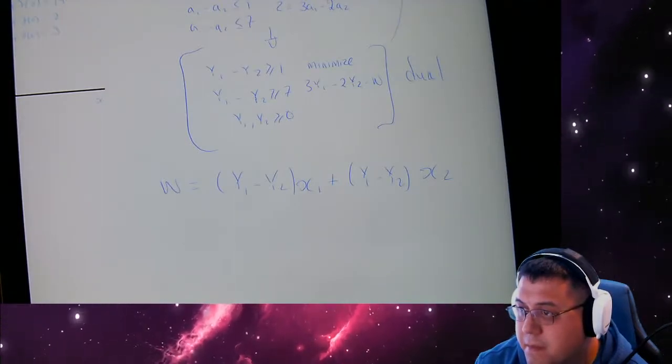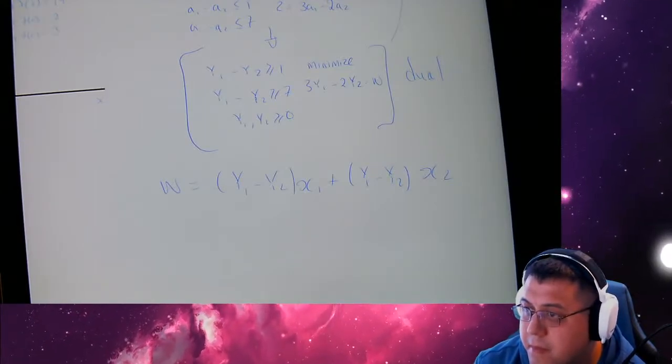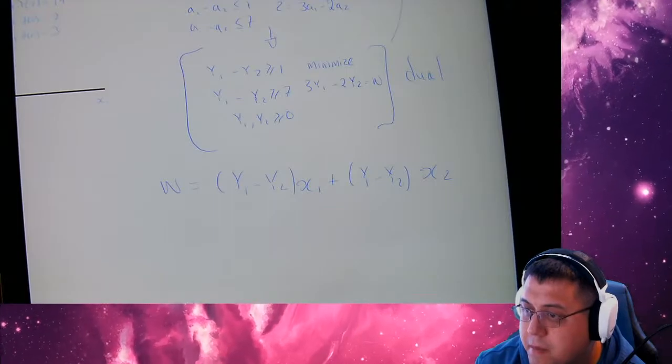y1 plus 3x1 plus 2x2 into y2. Now when we simplify this, we get 1 plus 2 into terms you would have.